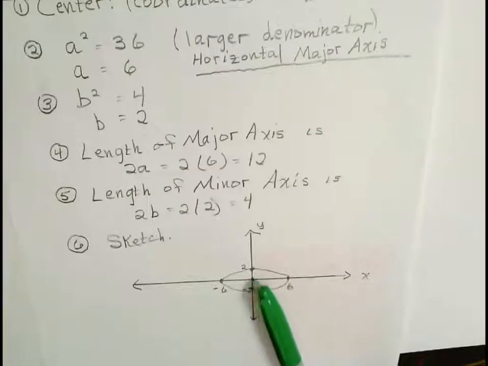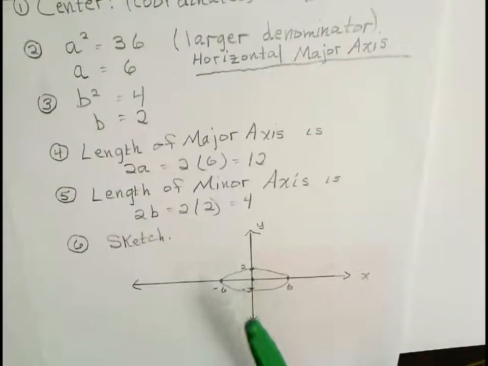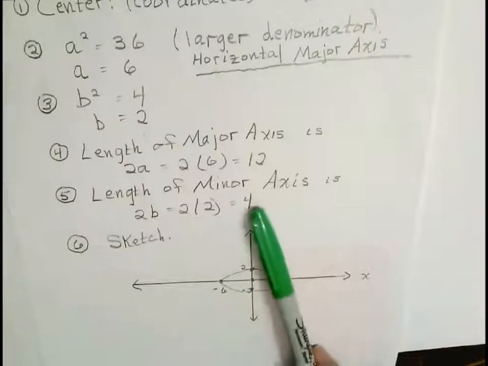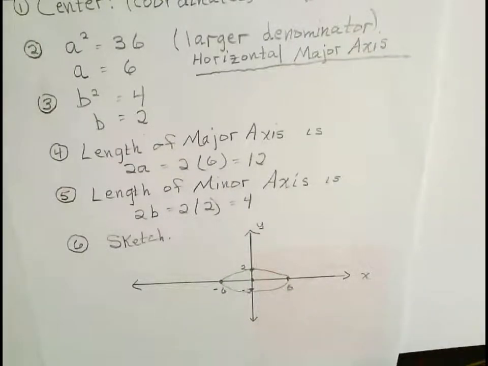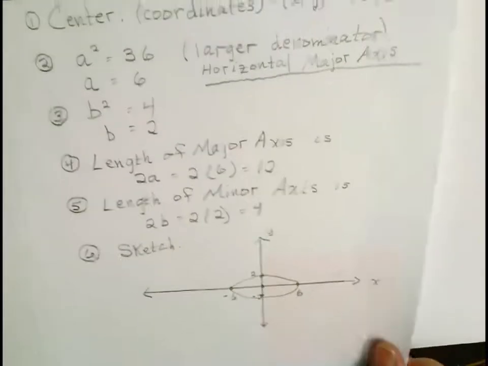Then from the center you go up 2 units, and from the center you go down 2 units, and you have 2 plus 2, which is 4. The length of the entire minor axis is 4 units. And that is one sketch of that graph.